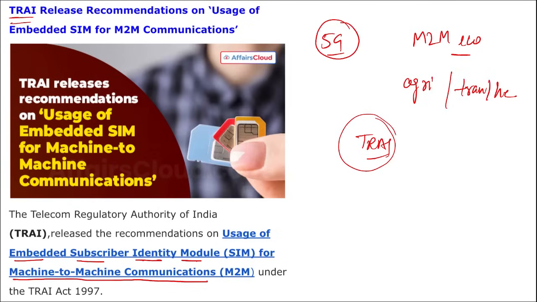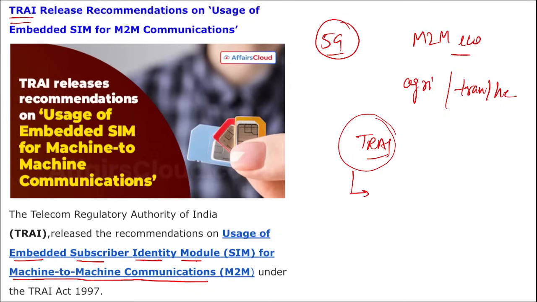Right? Apart from this, the implementation of these recommendations by the government will promote growth in the M2M eSIM segment of the telecom sector, and this will stimulate the development of a machine-to-machine eSIM ecosystem in the country, thus enabling the growth of the modern M2M communication.